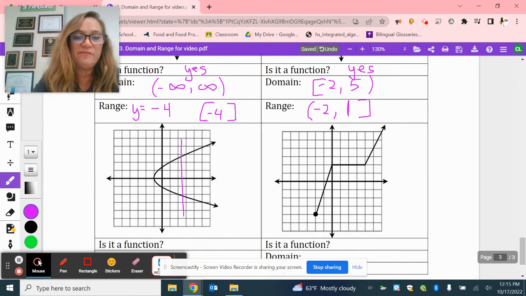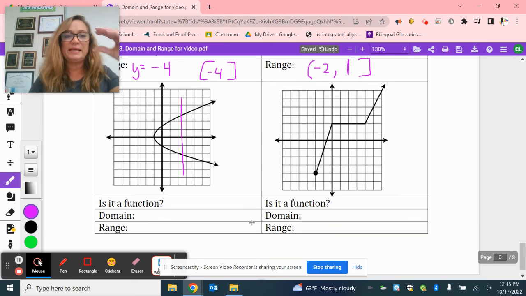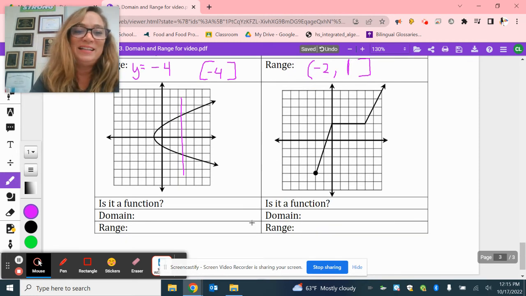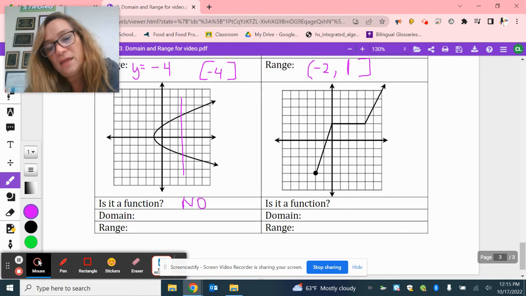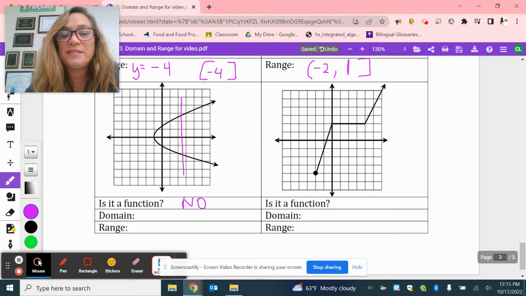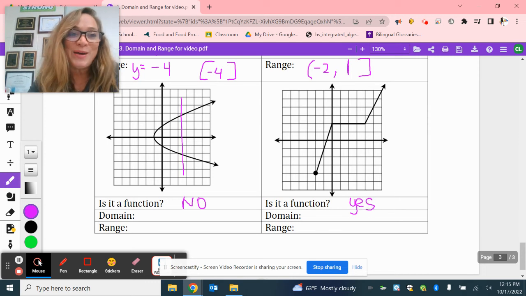Okay, not a function. A parabola sideways is not a function. It's a reflection of one, but you don't have to know that. So we're just going to say no. Okay, this is kind of cool. This is piecewise. Piecewise just means that it's a series of pieces put together. So this is going to have an equation, this other piece is going to have an equation, the third piece is going to have an equation. But it is a function. It's called a piecewise function.